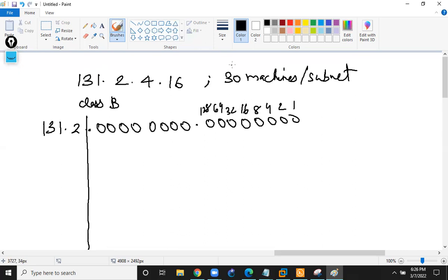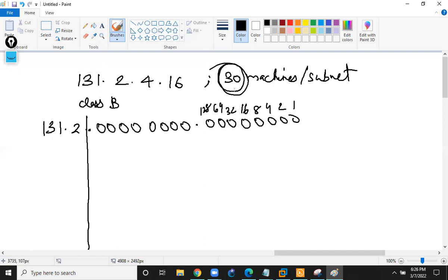The requirement is 30 machines. I just asked where will you draw the line. That's the only thing. I didn't ask in which octet you want to draw the line. That might be confusing for you. Where will you draw the line?